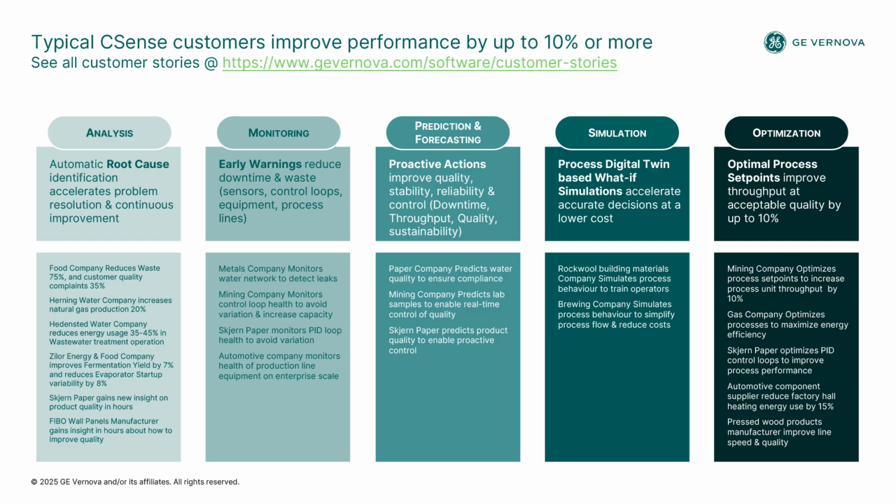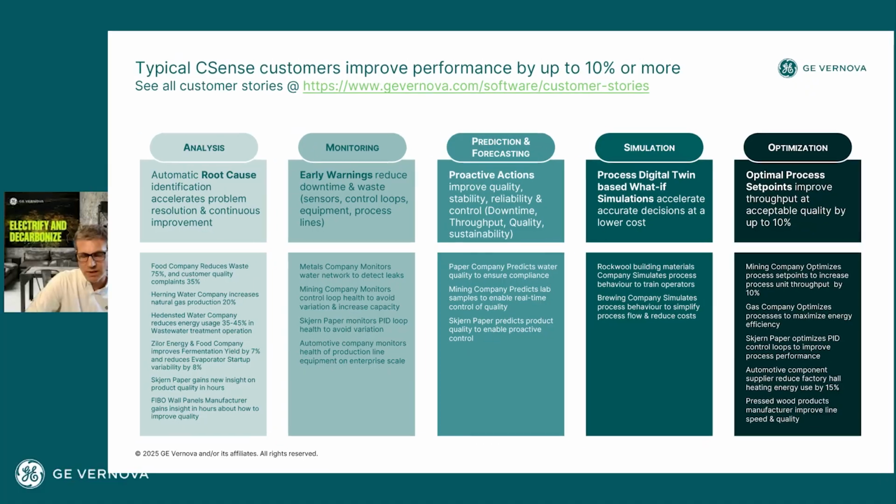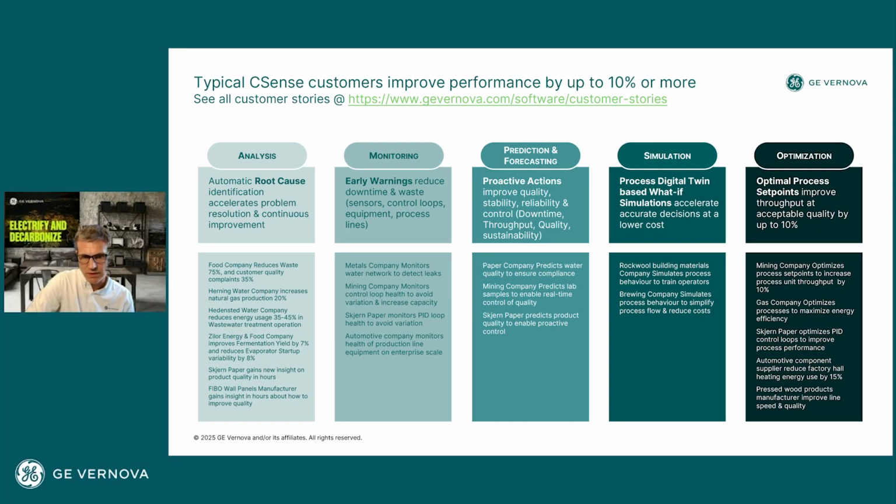If you want to know how much benefit you can expect, what we are seeing globally is that typically CSense customers improve the metric that they are trying to improve by up to 10%, sometimes even more. So whether it is throughput, energy usage, or downtime, typically in the range of somewhere between 1 and 10%.